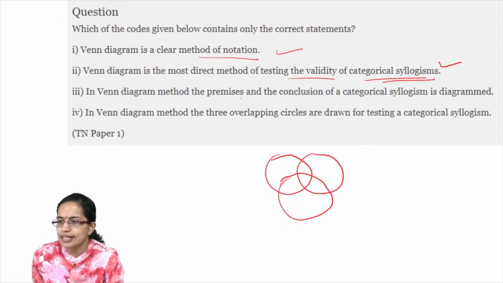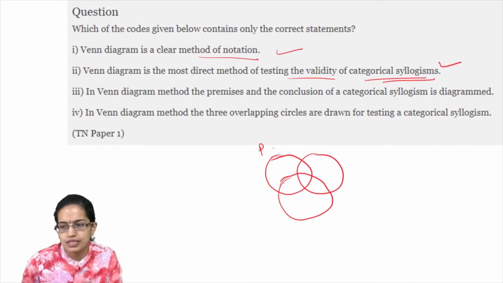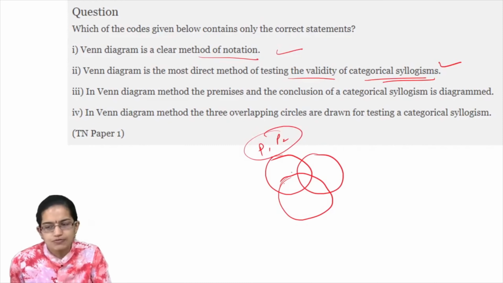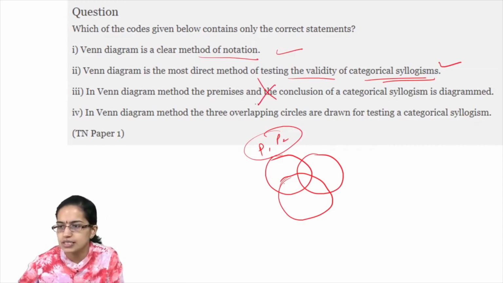Okay, the Venn diagram method has the premise and the conclusion in the diagram. No, what we are marking in the diagram is the values for premise 1 and premise 2 only, and after we have marked that, we try to draw the conclusion out of that. So this statement is incorrect.